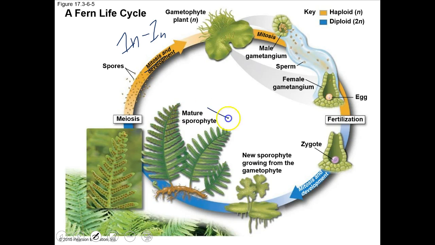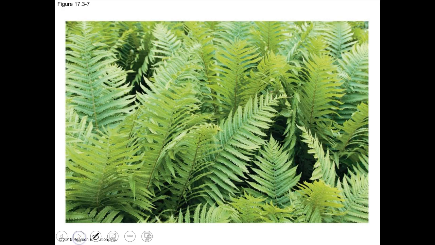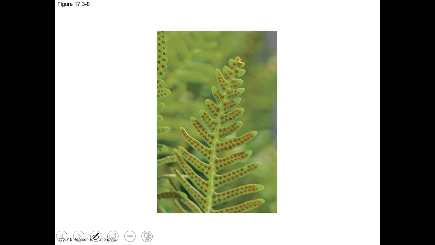But notice our dominant thing here is the sporophyte. Again, that's the biggest part. So a whole bunch of sporophytes there. And then you can see your little spore producers a little bit better here as well.